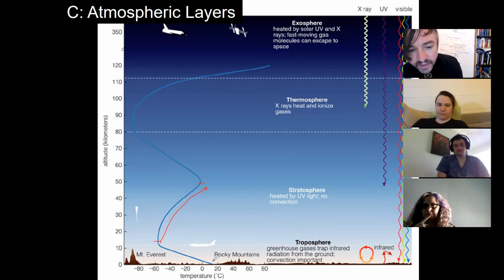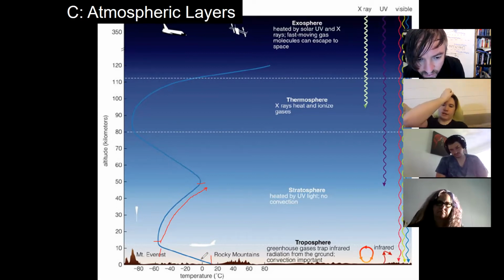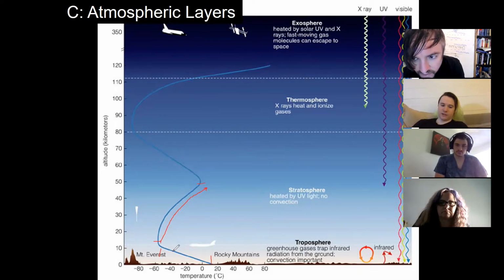Let's say I try it in the bottom layer. I tried to explain this to you a moment ago. Why is it warmer here and cooler there? Well, because of the infrared light coming off of Earth. So what about it? Why does the temperature drop? Because you're getting further away from that heat source. You're getting further away from the light source.